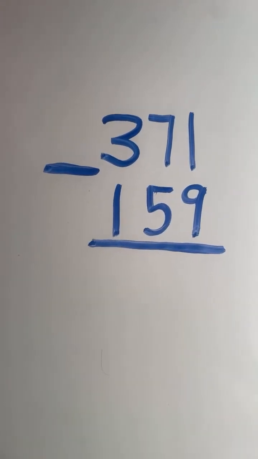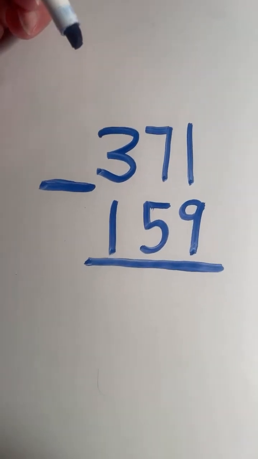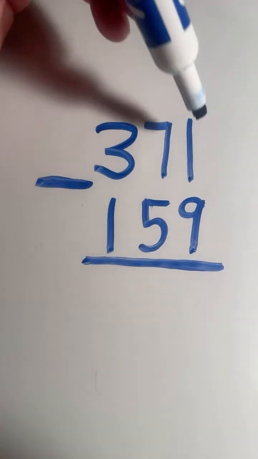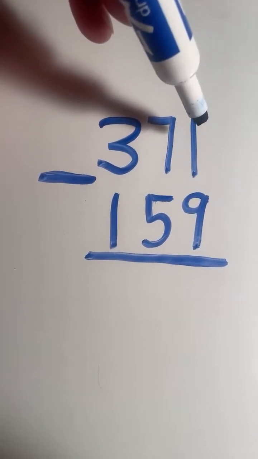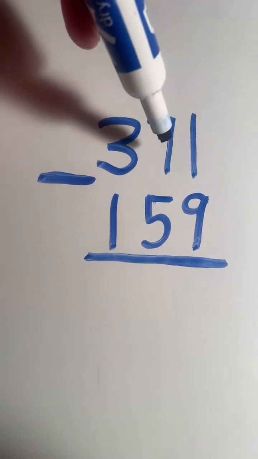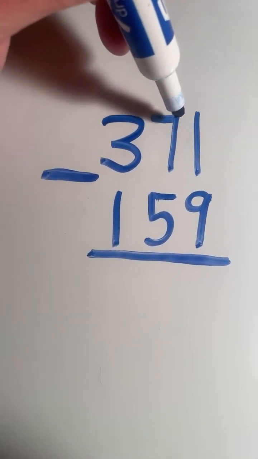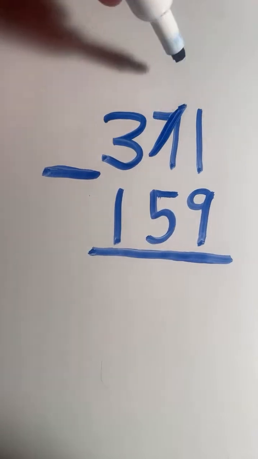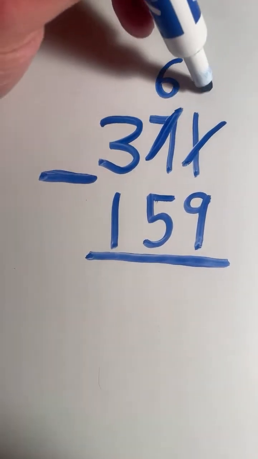So here's how we regroup for subtraction. We regroup by adding 10 to the area that needs regrouping and then taking away 1 from the column to the left. So in this problem, for example, the 7 is going to become a 6. We're going to take away 1. And then that 1 is going to become an 11.